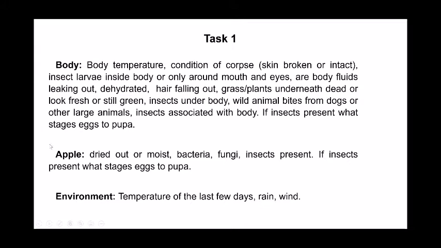Then also look at the apple. Is it dried out or moist, bacteria, fungi growing on it? What type of insects are here? Do we see blowflies also on the apple, or only fruit flies on the apple, and vice versa for the body? Are fruit flies seen on the body, for example? And then the types of environmental conditions can be varied under whatever the teacher wishes to pose for the students, because that can change the developmental time of the insect larvae.